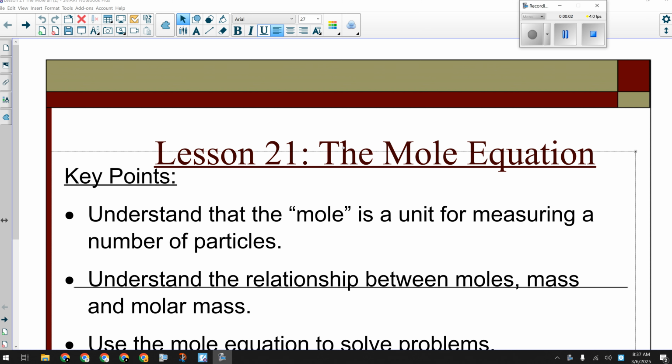Okay, so the last topic that we're going to go over in chemistry is the one that involves us doing a little bit of math. It's not super difficult math, but it does involve some. So from here forward, you require a scientific calculator.